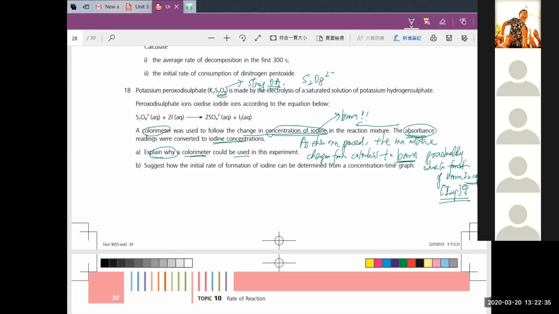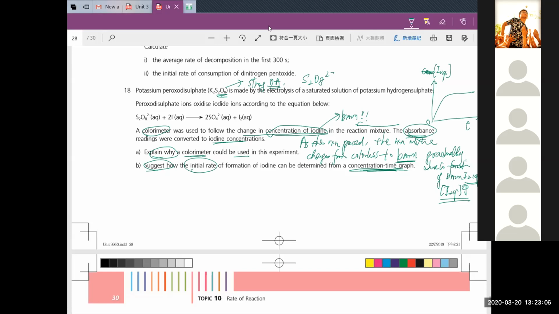Okay, B: suggest how the initial rate of formation of iodine can be determined in a concentration-time graph. Once you get this, you may get the idea of the concentration-time graph. What is that? Concentration of iodine versus time. What would we expect? It will be a curve like this. So the question is how, from this graph, you can get the initial rate.